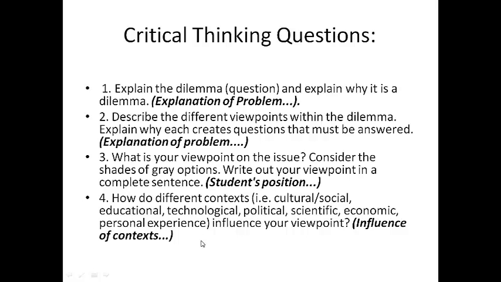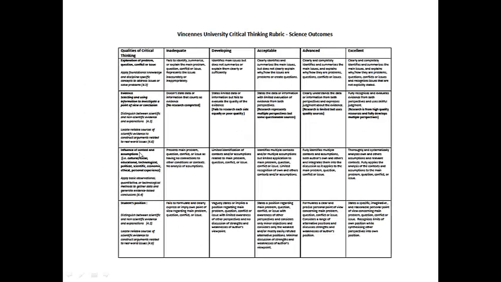Question 4, how do different contexts, and I give you a list, influence your viewpoint? And if you notice on the rubric, there is the influence of context and assumptions. I will also tell you this is probably one of the weakest areas they had on the first assignment we did like this. They just kind of listed, oh, my age affects my decision, my family background affects my decision. But they didn't do a good job of explaining why. They didn't look at their own thinking. So what I told them is I want you to think about your thinking. Why do you think the way you do? And describe how those contexts influence your decisions.